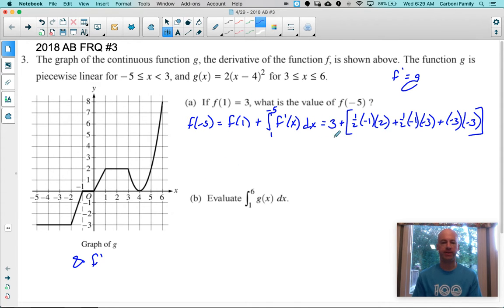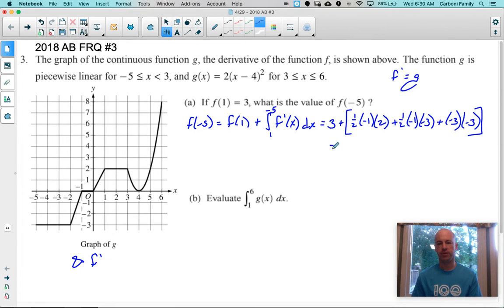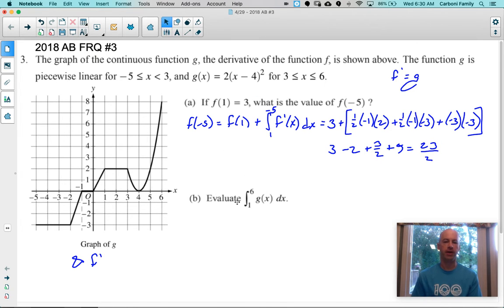I wouldn't do anything else because I now am down to only arithmetic, but I will simplify this for those of you who are curious. What the answer is, that'll be 3. That would be minus 2. This would be plus 3/2, plus 9. So 10 plus 3/2 is 23/2. And again, there's no need to do that because if you mess up, you take a correct answer and you hurt yourself. You lose points for that.